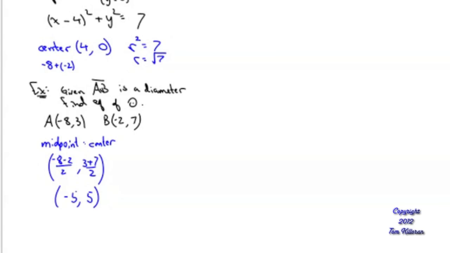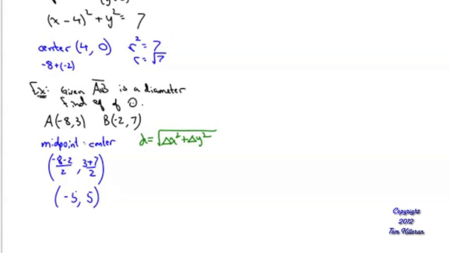Great. How do I find the radius? Now we're going to use the distance formula. So d equals the square root of the change in x squared plus the change in y squared.